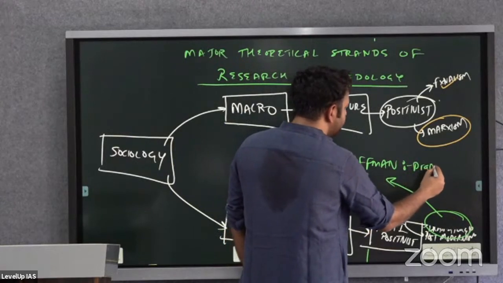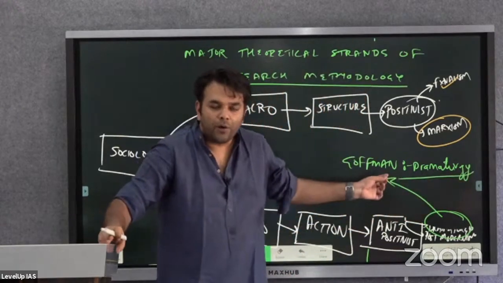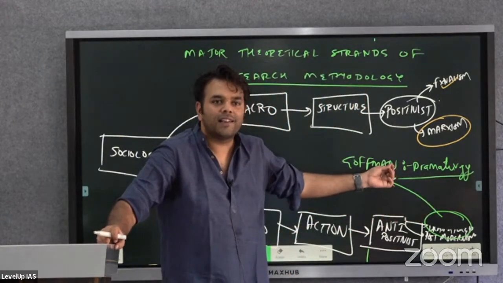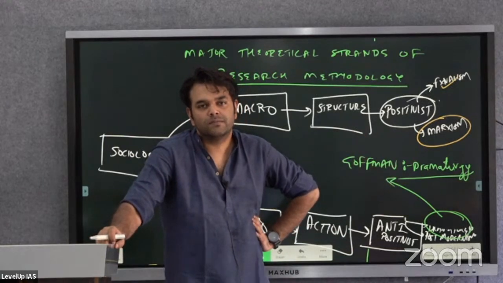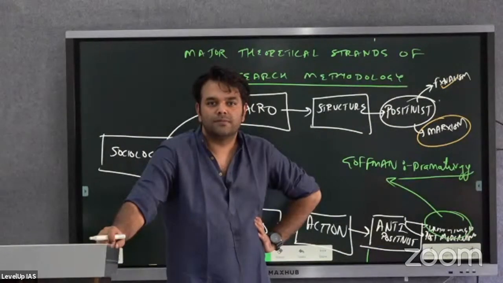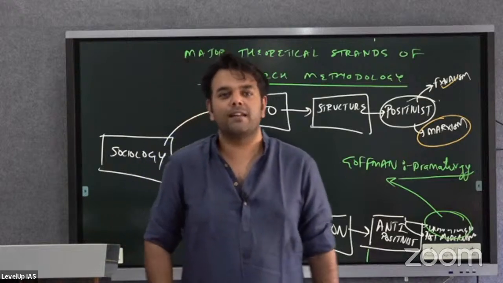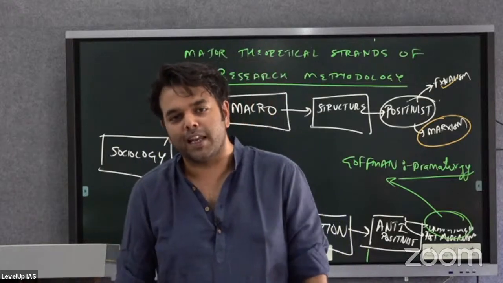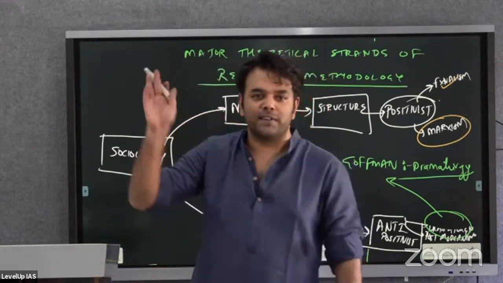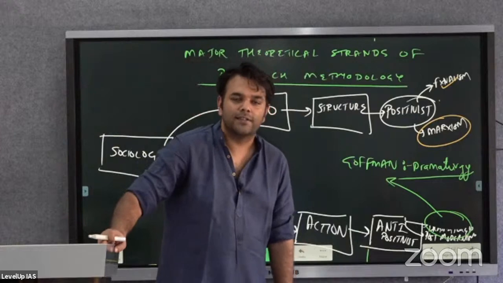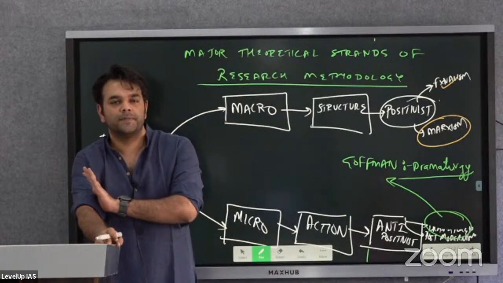Dramaturgy. How and from whom did Goffman get inspired? He got inspired from Mead, symbolic interactionism. And he also got inspired from William Shakespeare. William Shakespeare was the first one to talk about all actors are acting. All individuals are actors in a theater.